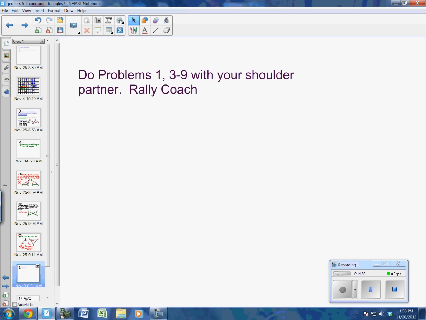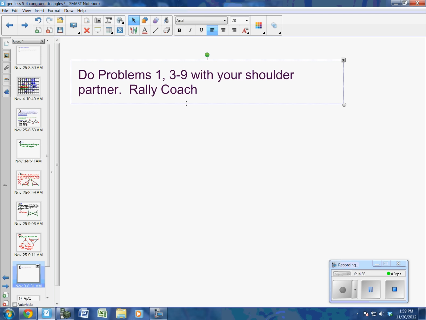I want you to do problems 1 and 3 through 9 with your shoulder partner. Everybody needs one, so let's do this. Johnny, come right here. And then I want Matt, you to working with Trey. And Lindsay, I'll come and talk to you about yours, okay? I want you guys to do 1 and 3 through 9. This is how I want you to do it. I want you to take turns. You don't need to write this down.